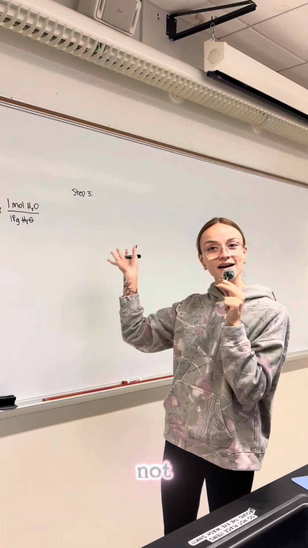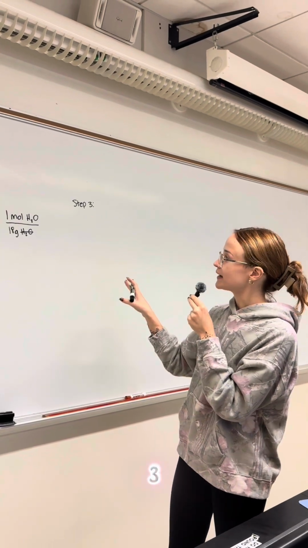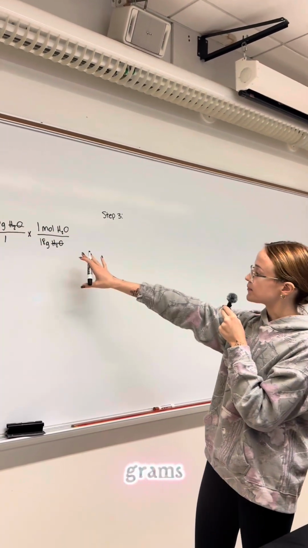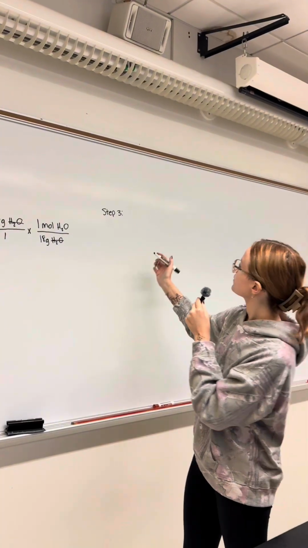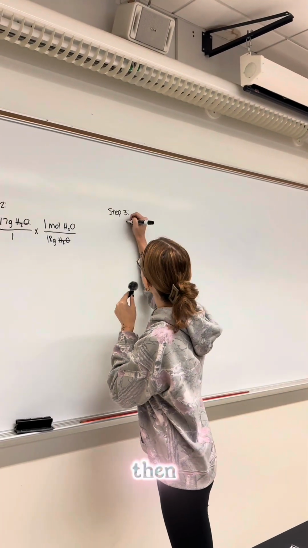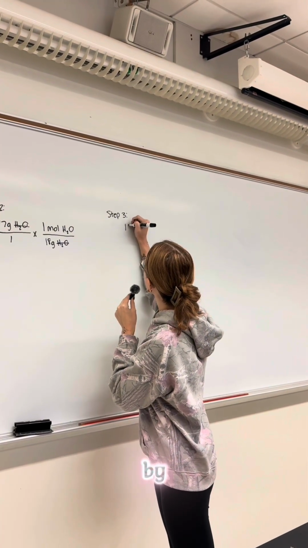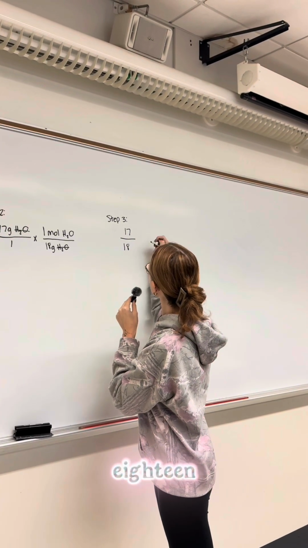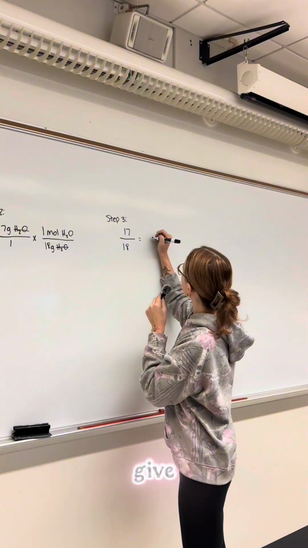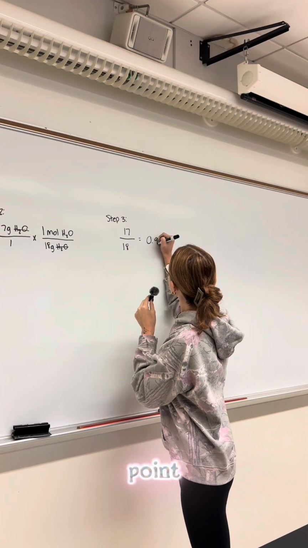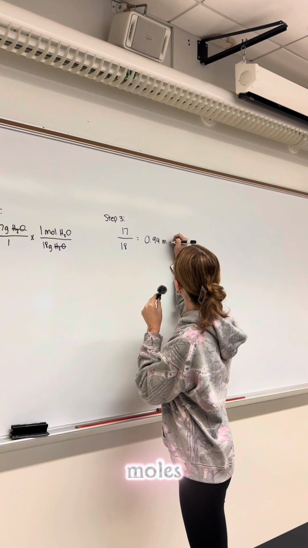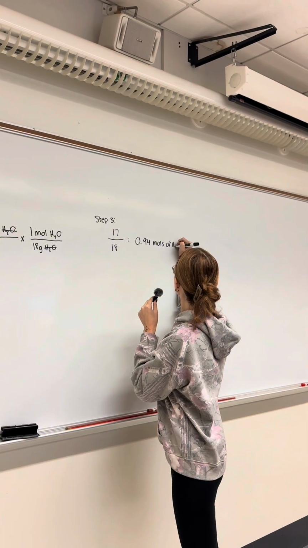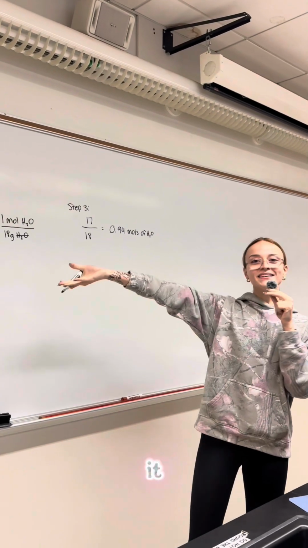Okay, last but not least, we're moving on to step 3. After we canceled the 17 grams and the 18 grams out in step 2, we divide them by one another. So 17 divided by 18 will give us 0.94 moles of H2O. And there you have it.